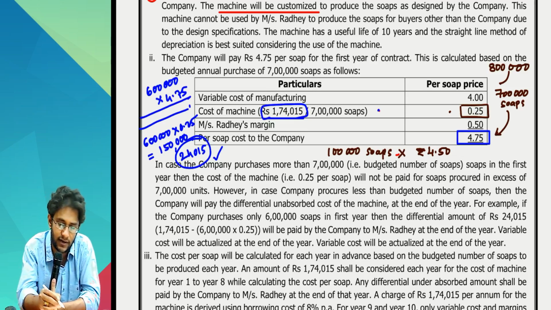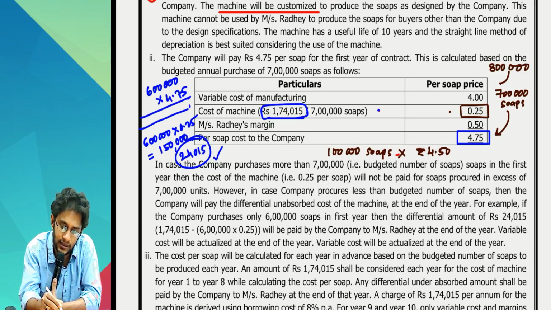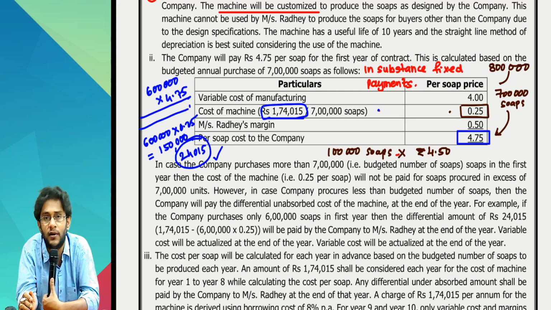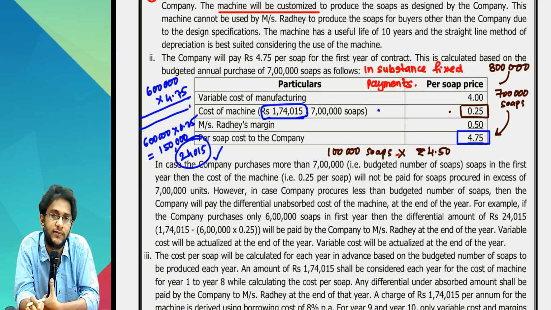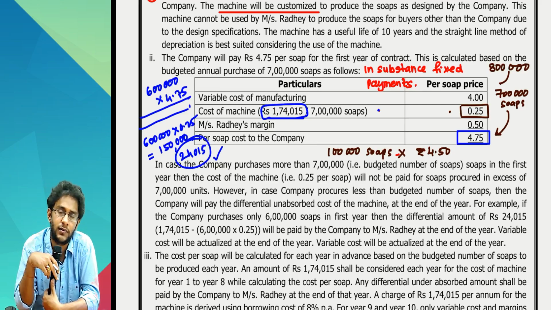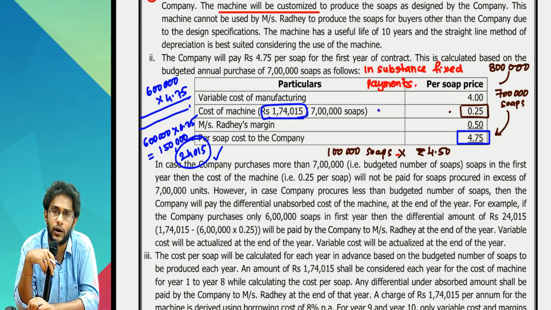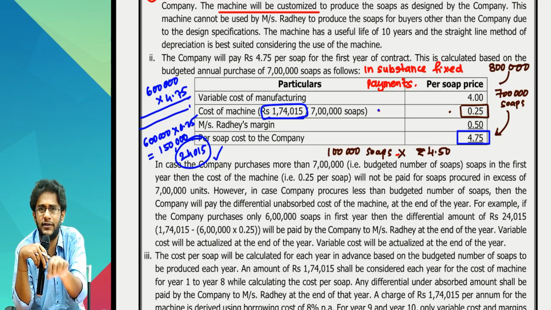Indirectly, what you must understand from this is in substance lease payment, in substance fixed payment. Your lease payment definition includes fixed payments and in substance fixed payments. This is an in substance fixed payment. So how is this an in substance fixed payment? Imagine you exactly buy 7 lakh units, then he is recovering from you 7 lakhs into 0.25. Of course, a 4.75, 0.25 is included.